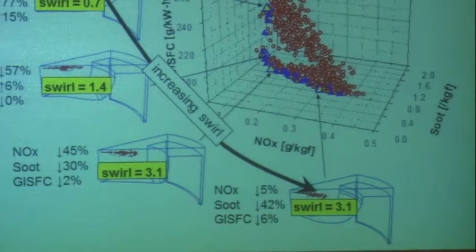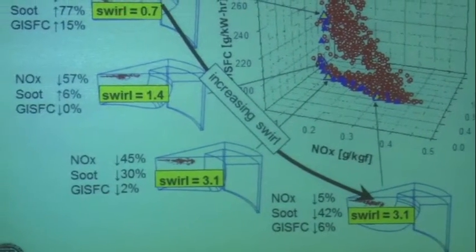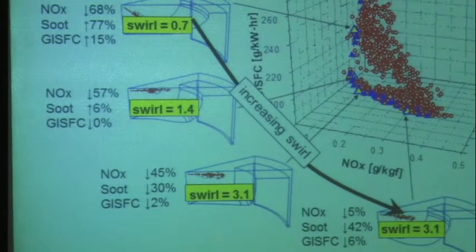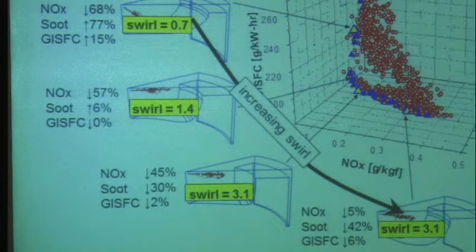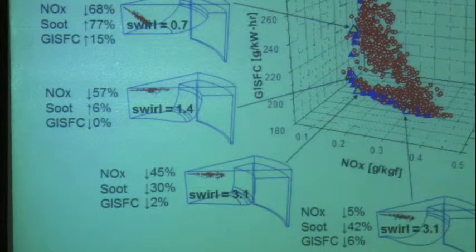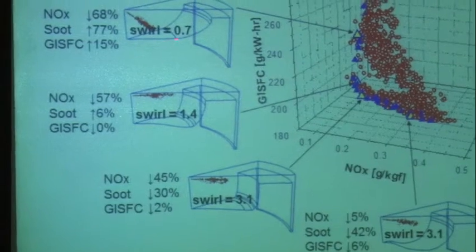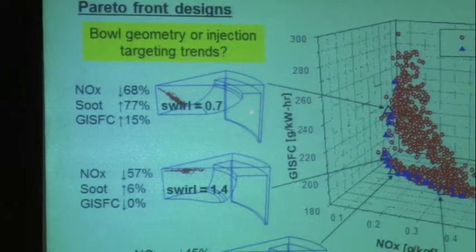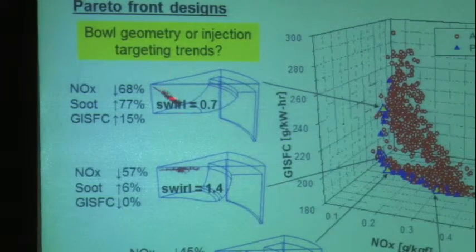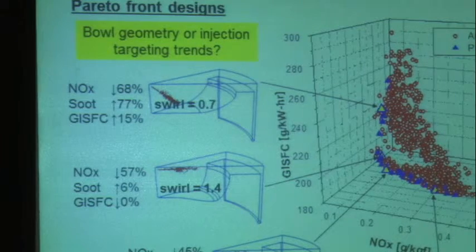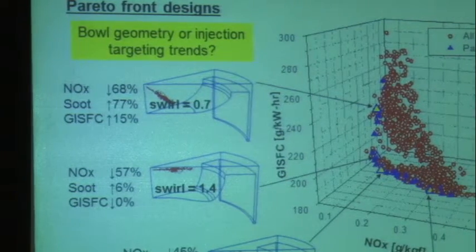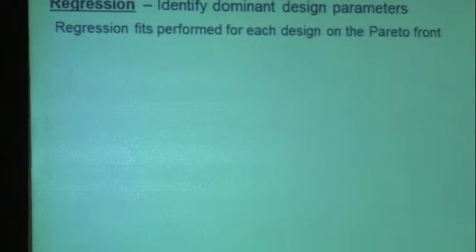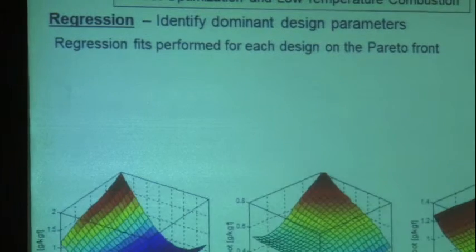One thing you do notice, though, is that as I move down the Pareto surface here, I'm increasing the swirl ratio. So at least we can see there's a trend with respect to that variable. But we would like to understand that better. Is it the bowl geometry, which is changing significantly? You see here I have a more shallow bowl, and here I have a very deep bowl. And as I change the spray angle, I'm targeting the spray in different locations. What is it that's actually creating the differences in the performance that you're seeing? That's where the response surfaces and the regression data come in.